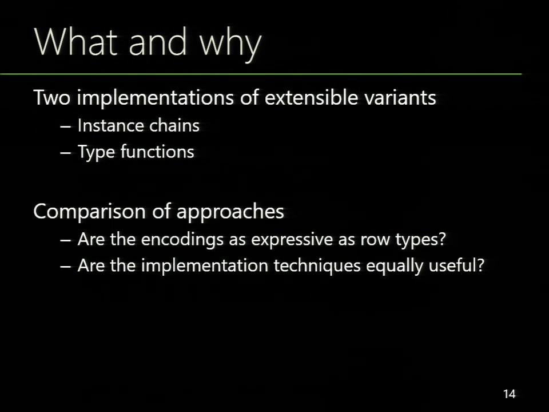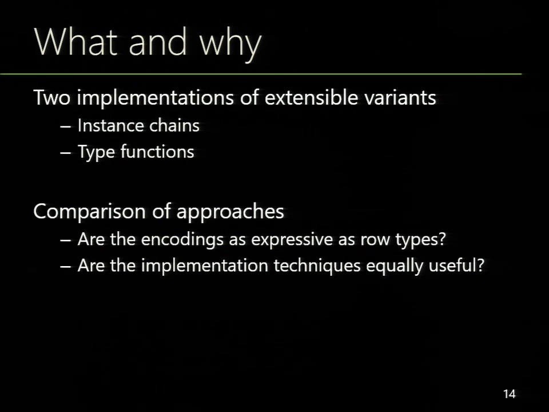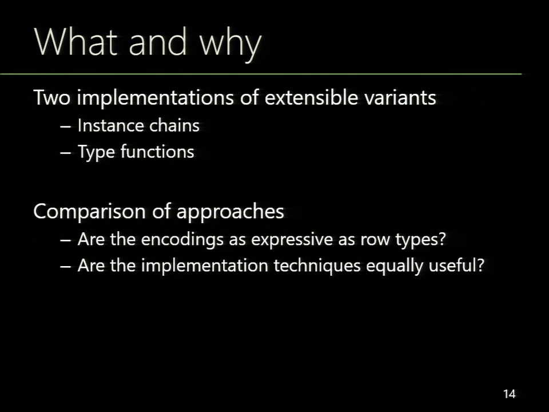So the question is, are these encodings as expressive as something we could do with row types? Are there expressions that will type with row types that won't type with the encodings? Similarly, can we use these encodings to learn something about the implementation techniques? Obviously, I think I can translate my implementation from one approach to the other. Do we learn anything about the relative expressivity of these things, and what we might want to use them for, by looking at the point that's in the intersection of the things they can express?